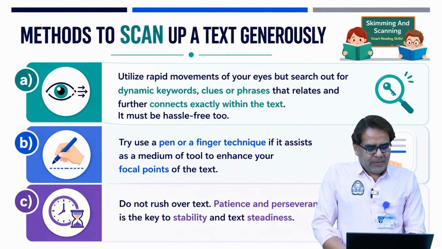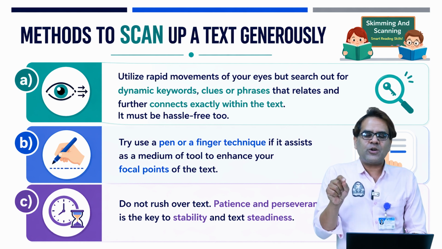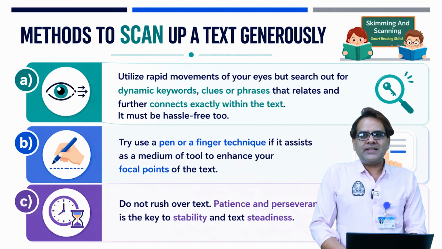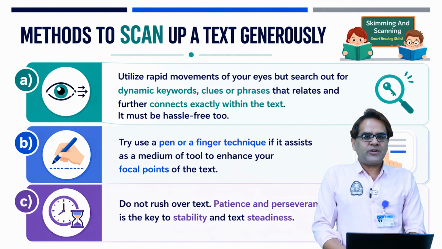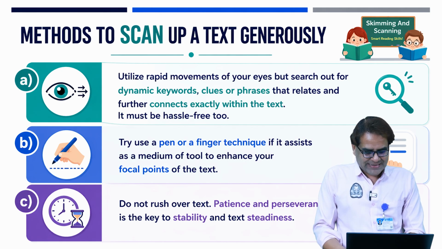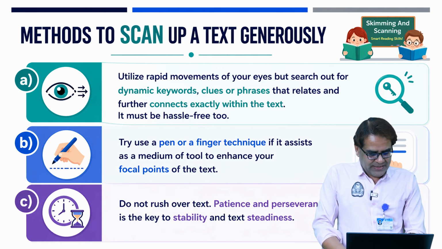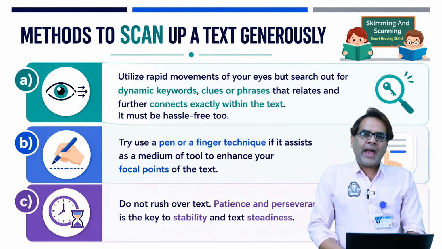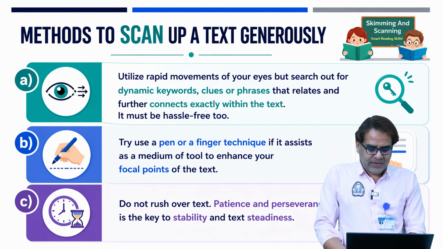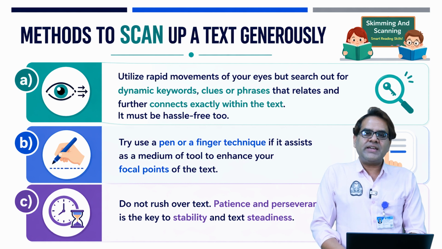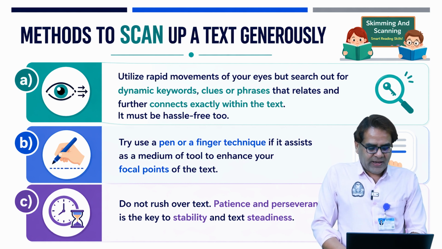Point B, try to use a pen or a finger technique if it assists as a tool to enhance your focal point. In 9 out of 10 cases, I've found people in our society who use these kinds of tools or equipment so that it could generate the perfect picture of the text in their brains. Now in point number C, do not rush over the text, just like you did previously during skimming. Try to have absolute patience and perseverance, because these two are the key to provide stability and steadiness to your text.